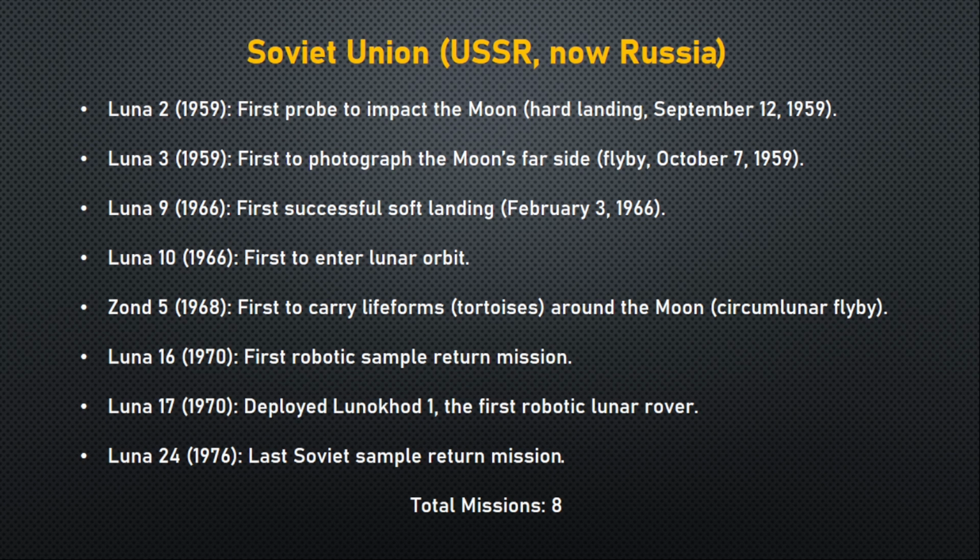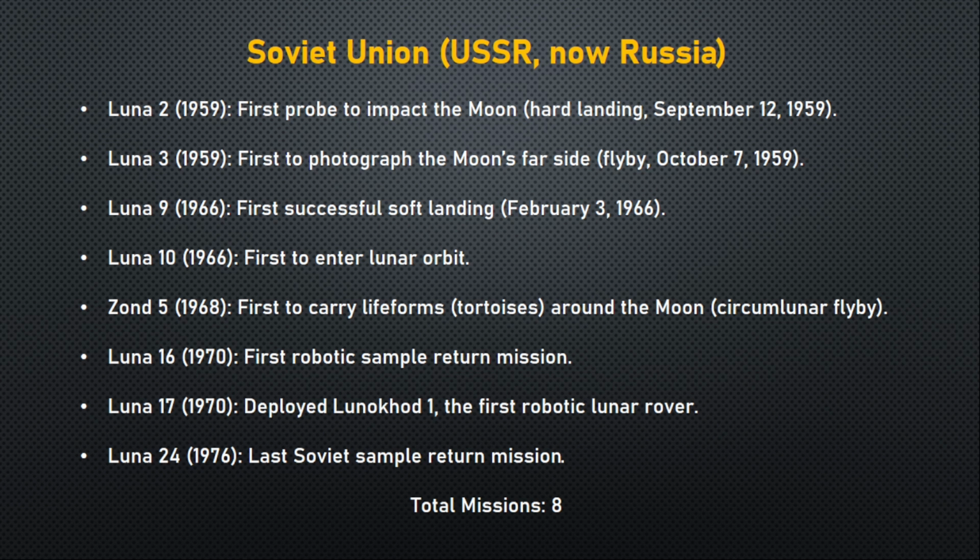Something like Luna 2 in 1959, the first probe to impact the moon, an impactor. In 1959 again, the same year, they sent the first photograph of the moon's far side through a flyby. Then we have Luna 9, the first successful soft landing. They started with hard landing, impactor, and then a successful soft landing in 1966. Luna 10, 1966, was the first to enter lunar orbit. First in almost everything, we have the Zond 5 spacecraft, the first to carry life forms, tortoises, around the moon.